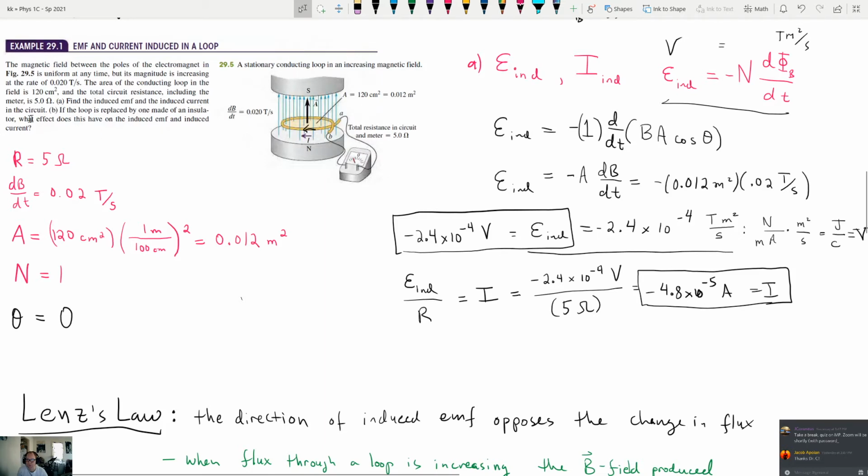Part B, which we didn't answer, says, if the loop is replaced by one made of an insulator, what effect does this have on the induced EMF and the induced current? So it says basically, instead of using a wire right here that's made of metal or conductor, if we replace the loop with just an insulator, maybe like a ring of plastic or something like that, what effect does this have on the induced EMF and the induced current? What do you all think?